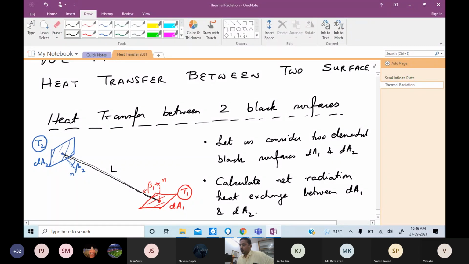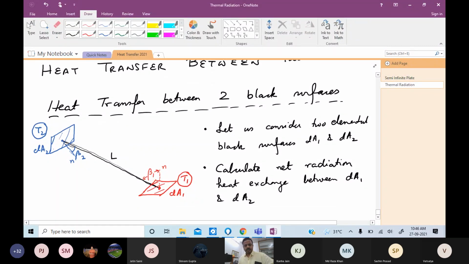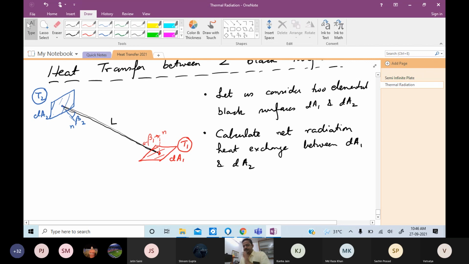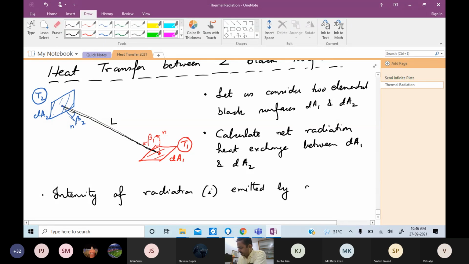Between dA1 and dA2. Okay, so let us, friends, go step by step here. Intensity of radiation I emitted by dA1 at dA2. Oh, sorry, let us do first the other one: dA2 at dA1. It is being emitted by A2 and coming to A1.